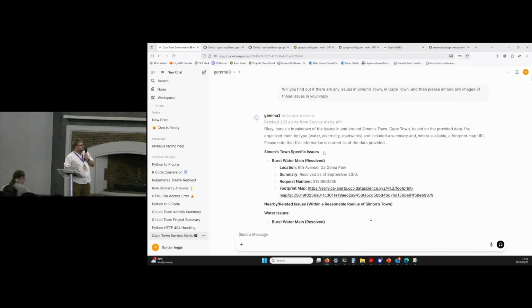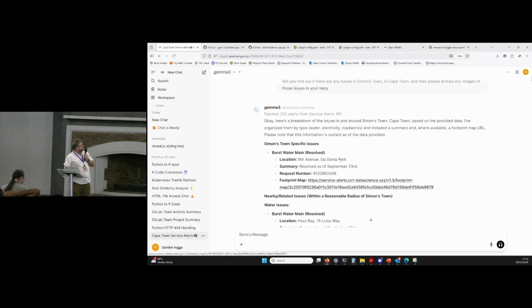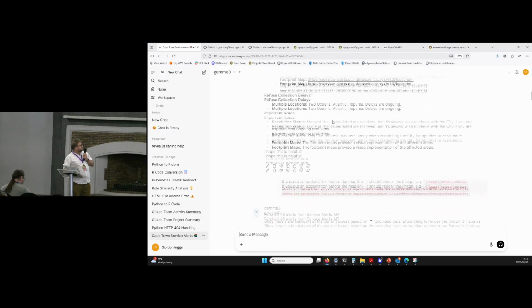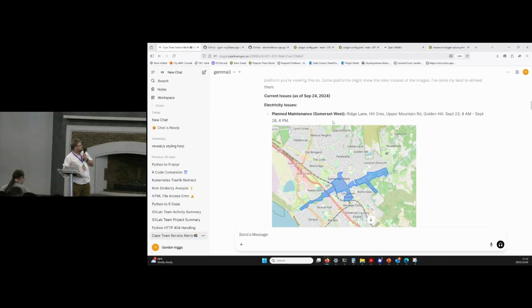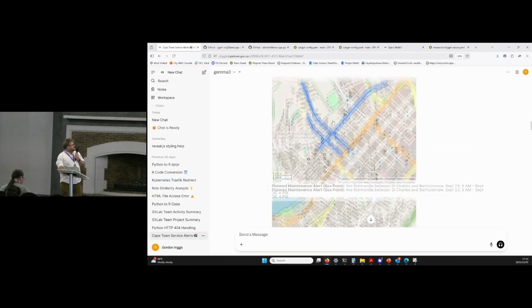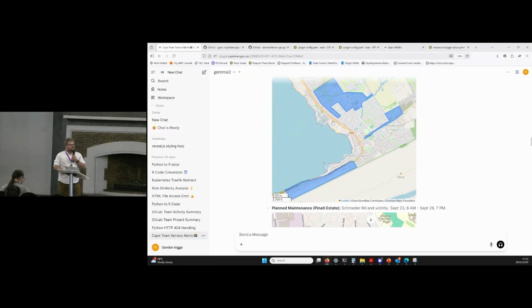But what you can do here is you can see I'm calling the API, I'm telling the model, it's calling the API, and it's getting responses, and then it's doing cool stuff with those responses, like drawing maps and doing other interesting things. So, thanks for listening.